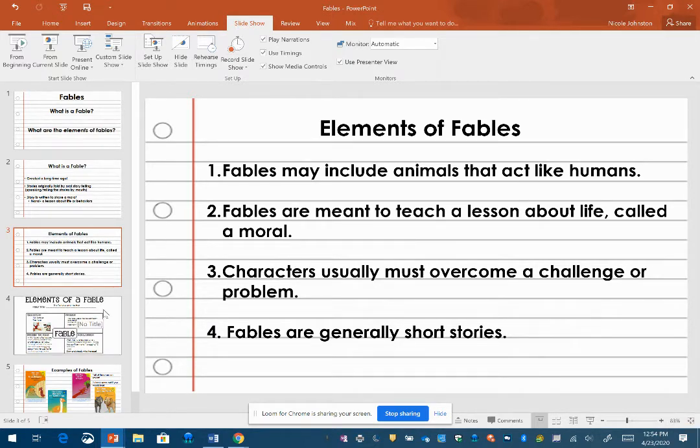And then another element of fables is that they're very short. They don't have to be long. They don't need to be paragraphs. A very short story, right to the point, teaches that moral as quickly as possible. So those are the most important things that make up a fable.